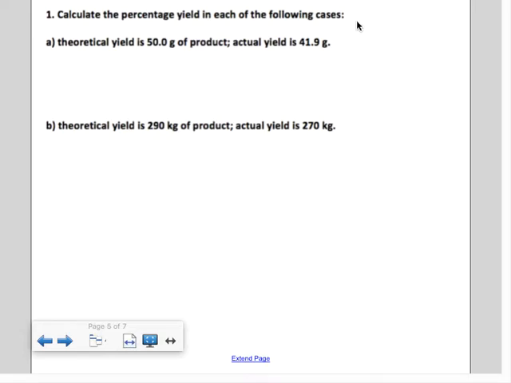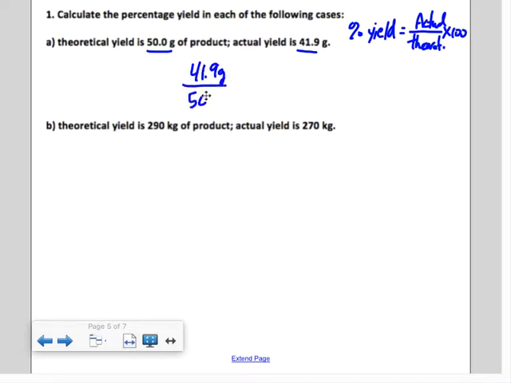So percent yield is your actual divided by your theoretical times 100. Okay. So your theoretical yield is 50 grams and your actual yield is 41.98. So you're going to take your actual 41.98 grams divided by your theoretical 50 grams times 100 to get your percent yield.